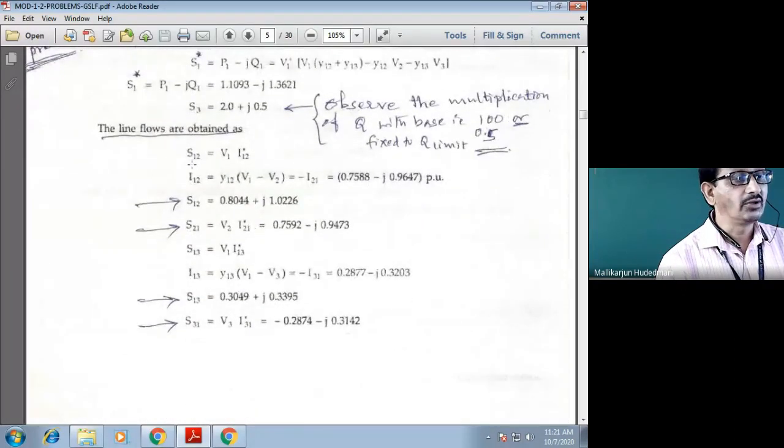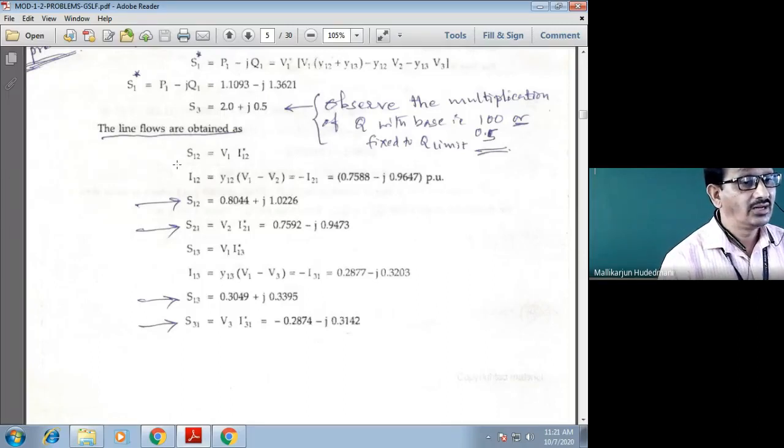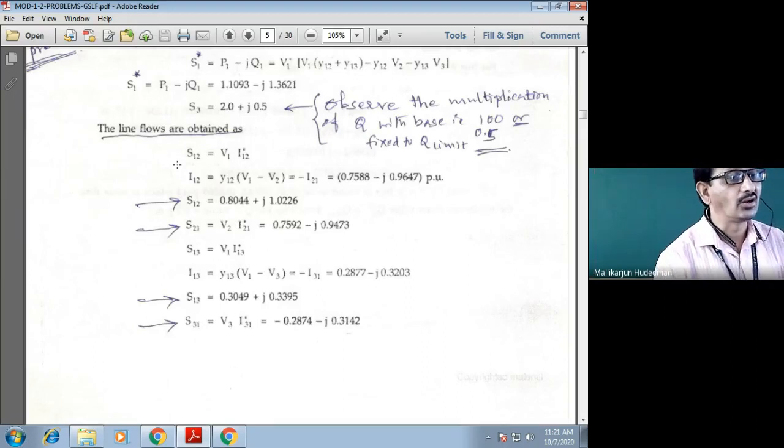What is the complex power flowing from bus 1 to 2? It is the voltage together with the current: V1 I12 conjugate is the complex power flowing from bus 1 to 2. For that, what is I12? V1 minus V2 into the admittance. I21 is exactly the opposite of that. So this is the first principle we learned. Using these equations, we can calculate forward flow and reverse flow. Then I can add the forward and reverse flows to get the line loss.